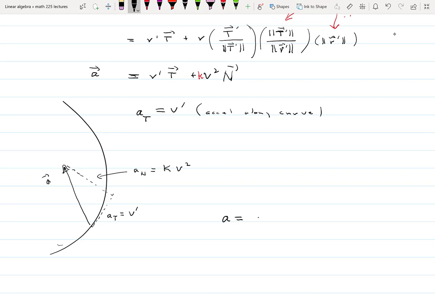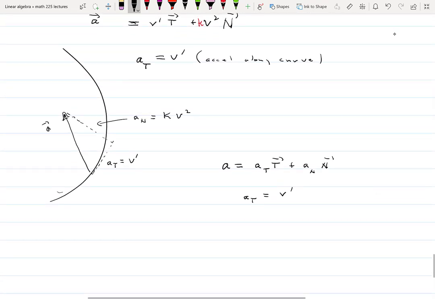Okay. So acceleration is a combination of a pull forward plus a pull inward, where the pull forward is just the acceleration along the curve, and the pull inward is how much the curve is bending times how fast you're going. Okay, these are amazing formulas in their simplicity, their absolute simplicity.